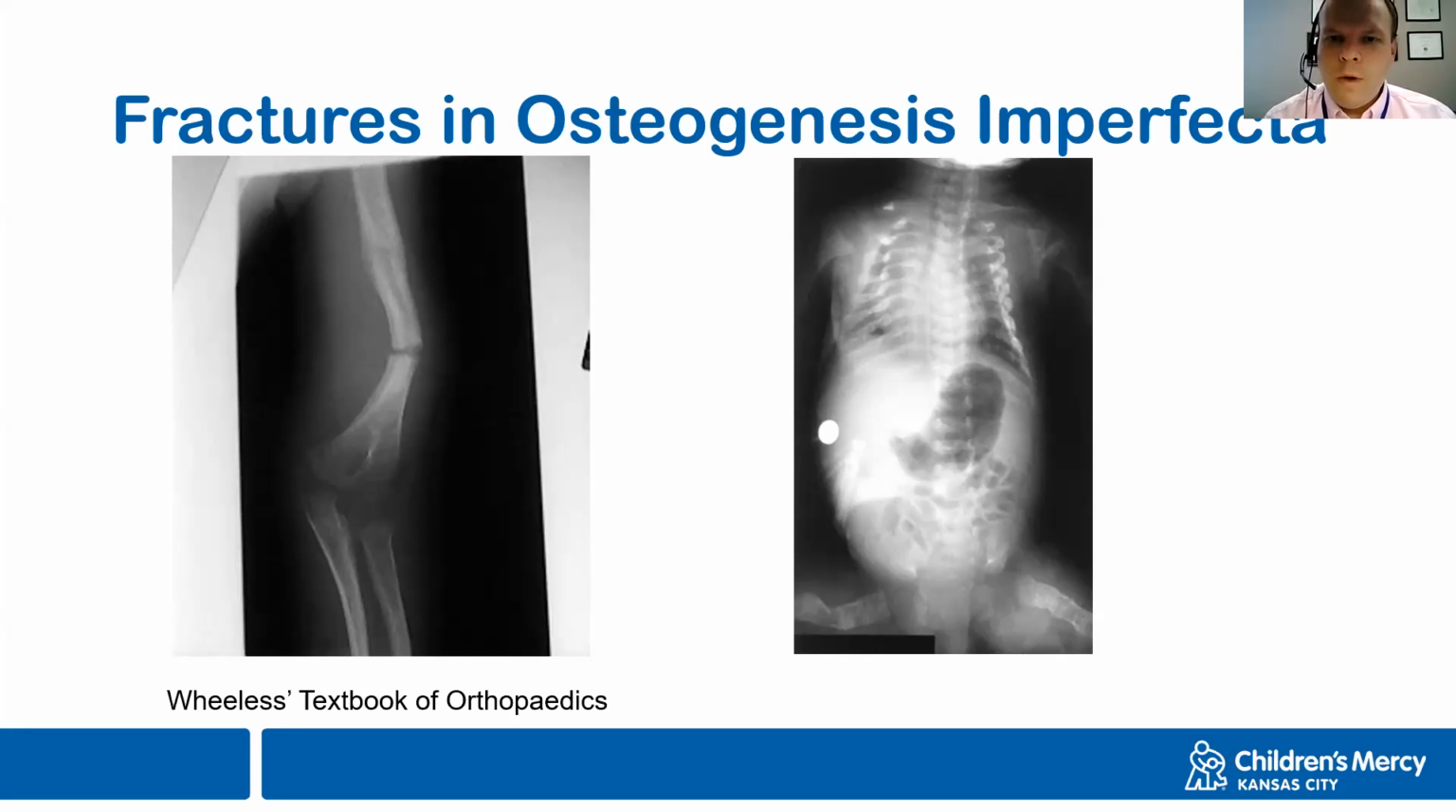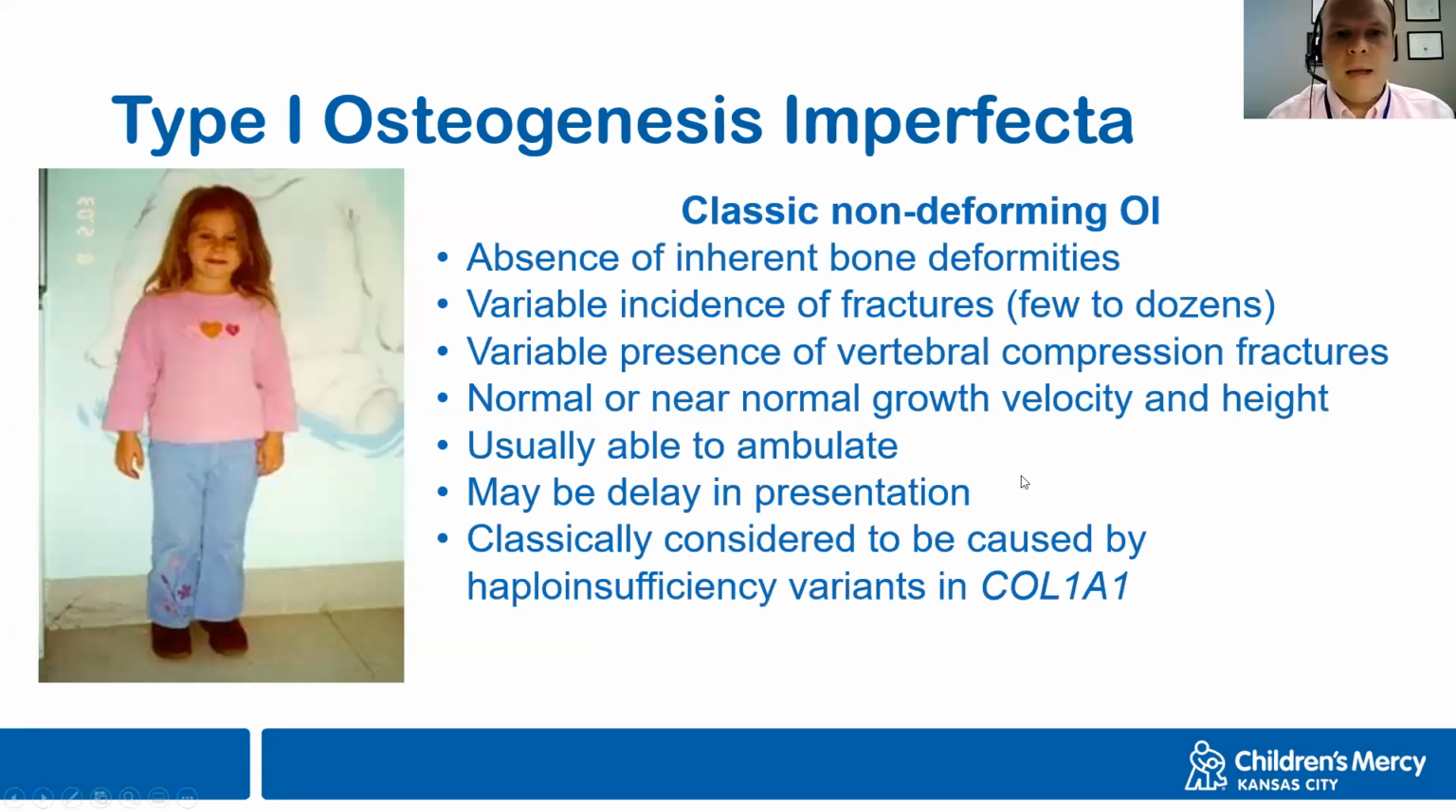So now that we have set the stage a little bit for OI, as a prototypical brittle bone disease, I want to talk a little bit more about the individual types of OI, and then drill into some of the aspects of OI that are really important, but in some cases may actually be overinterpreted. So we'll start off with a discussion of type 1 OI.